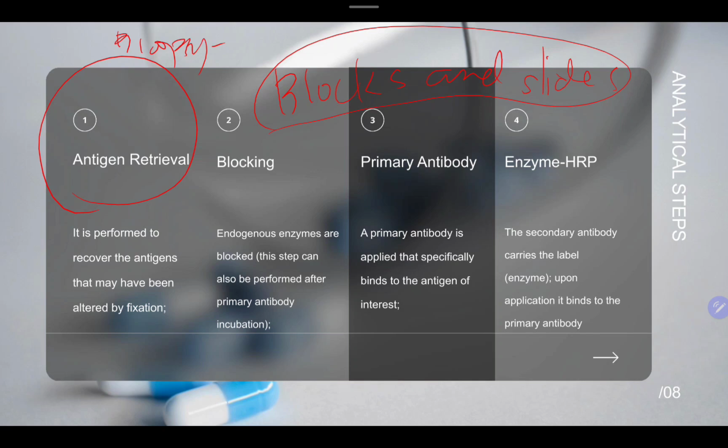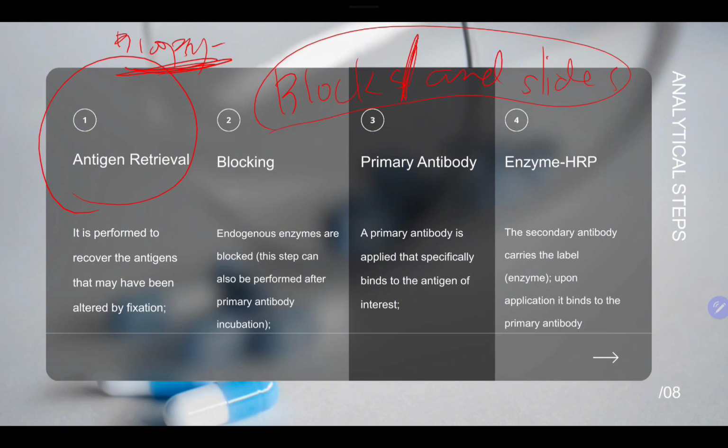So, for the antigen retrieval po, this is important because since the blocks po nag-undergo po yan ng tissue processing procedure, you need to perform antigen retrieval to retrieve the antigens po that may have been altered by the fixation during the biopsy procedure.